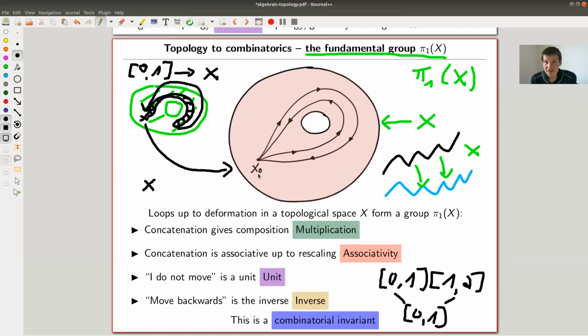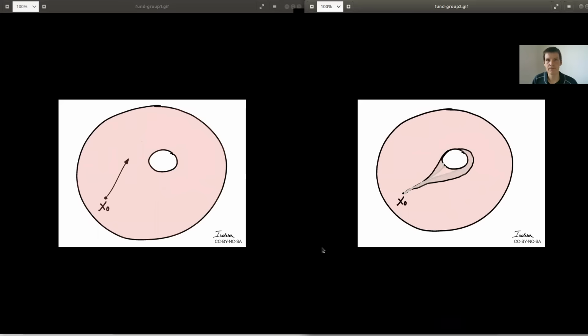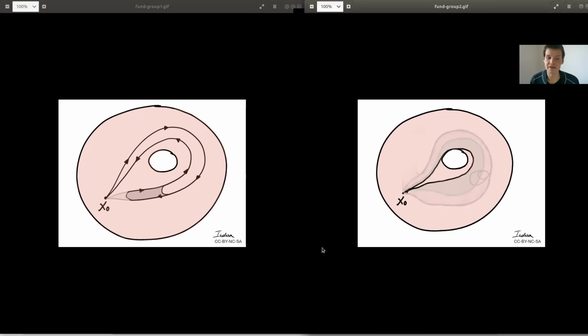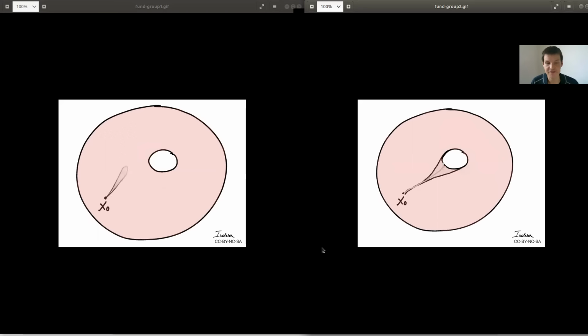But now that you're in business, because you have turned information about the space, which might be a complicated space, you have no idea what it looks like or whatever, you have turned it into an object of combinatorics, an object of algebra, into a group. So let's have a look at the animations. Here are the two animations that I, as I said, stole from a certain website. It's linked below. The website has really nice animations.